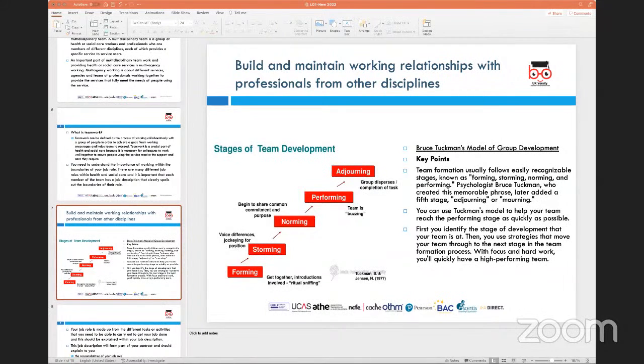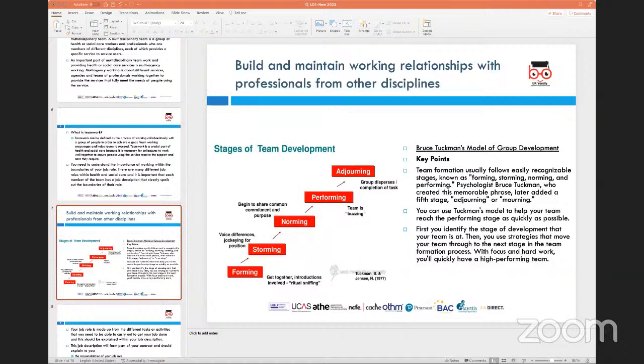And then after the norming, the team starts performing, which means everybody knows what they need to do. They are very clear in terms of what their objective is. They have a shared vision. They are able to understand the goals, and there are no differences in general within the group of people who are working as a team. The team then starts performing.